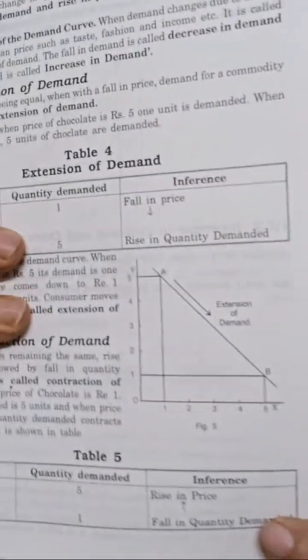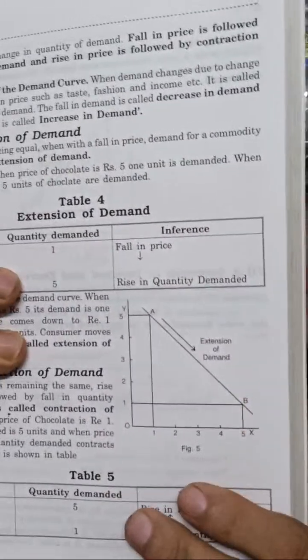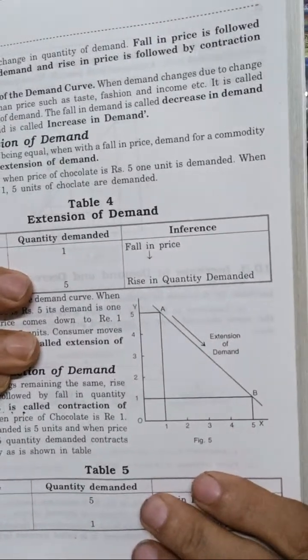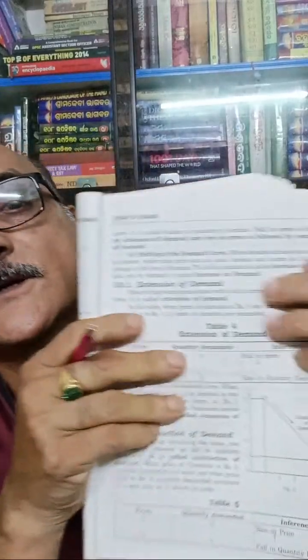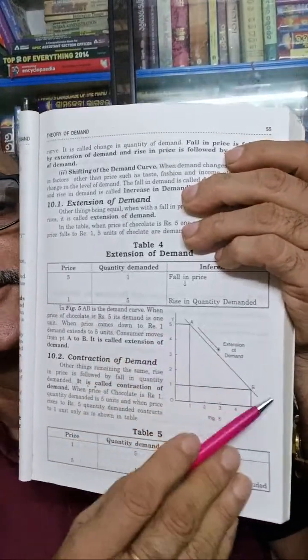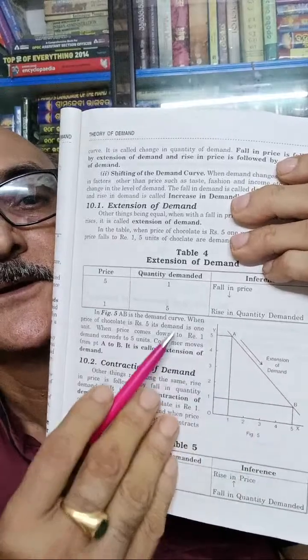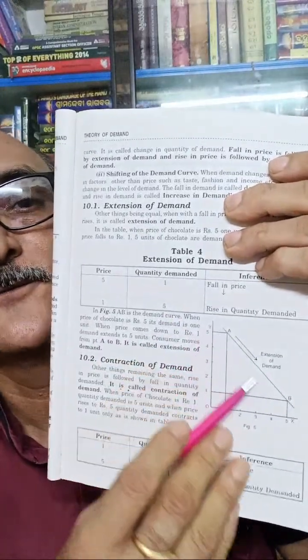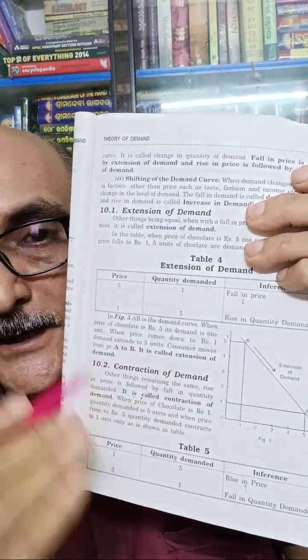Just you can see the shape. Yeah, you should make it. It almost looks like this. You can see this, right? So here you can see the DD demand curve is sloping downwards. That means when price rises, demand falls. That it shows. And in the reverse, you will find the opposite.